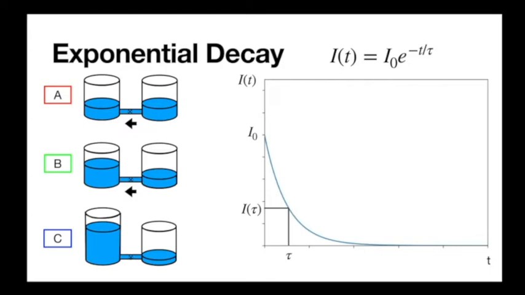At A, the water levels are equal, right? So the pump can freely pump water from one side to the other. There's no potential energy difference to overcome, so there's the highest flow rate that we'll have. That's our time t equals 0, I naught, our starting current. But after some amount of time, we reach point B, where some height difference has developed. There still is current flowing from one side to the other, but it's lower because now the pump has to overcome this potential energy difference, right?